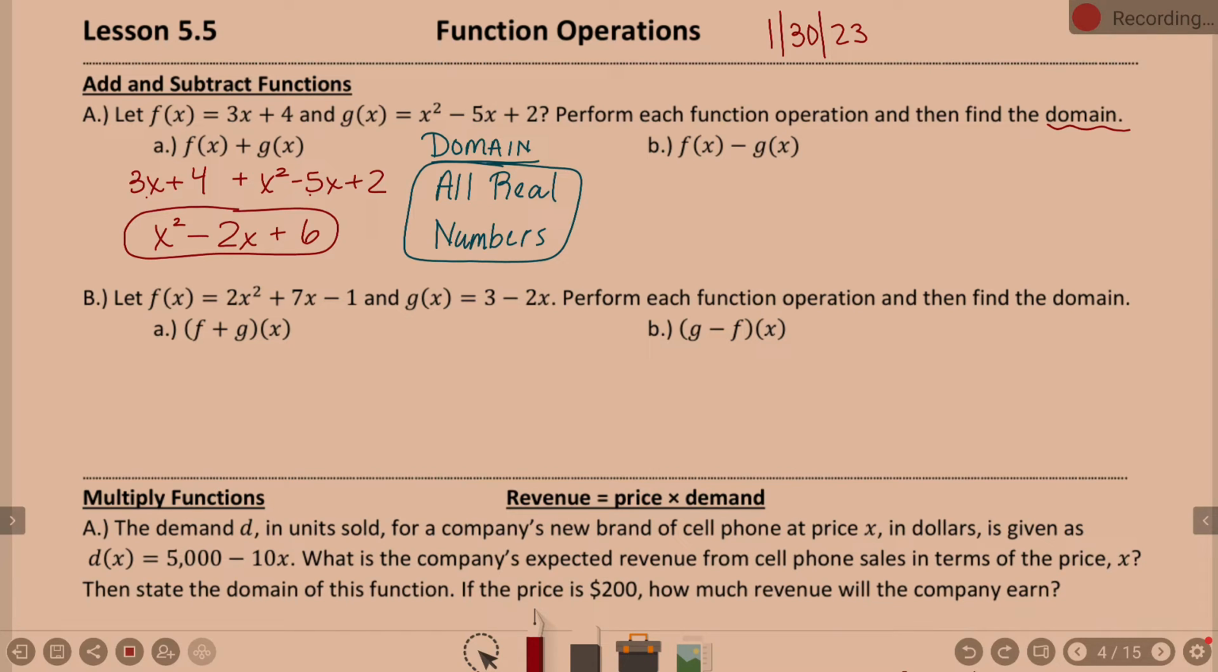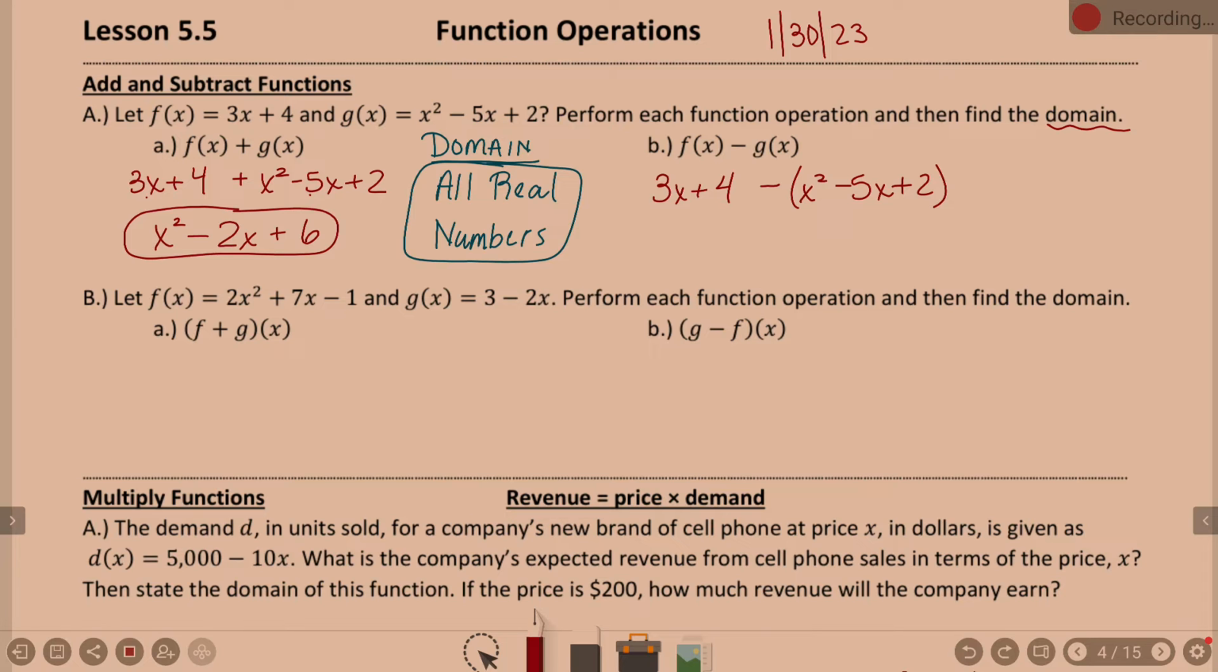Part B asks us to subtract f of x minus g of x. Well, what is f? 3x plus 4, and then we are subtracting g of x. So I'm going to subtract, and g of x is x squared minus 5x plus 2.